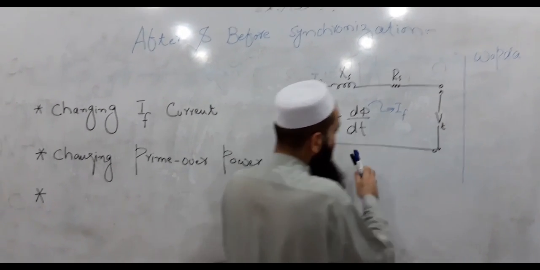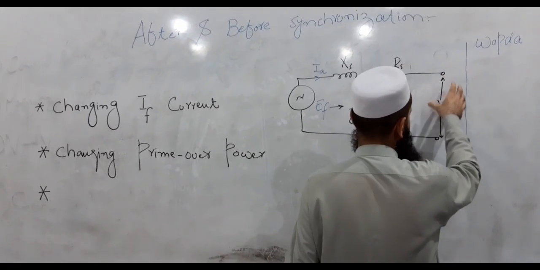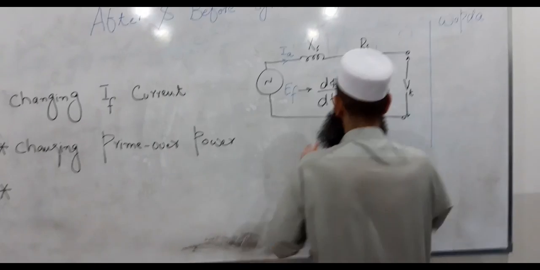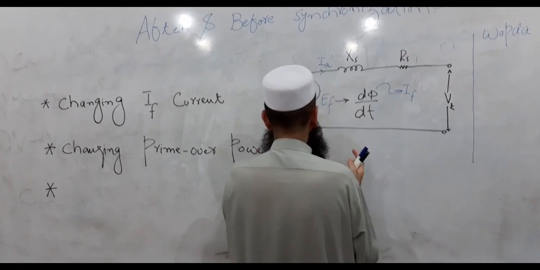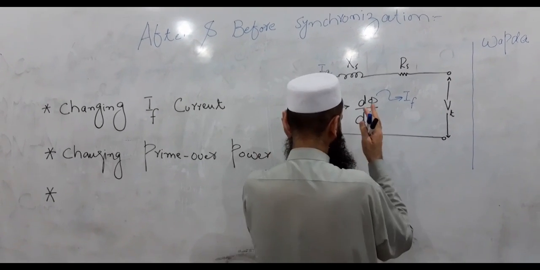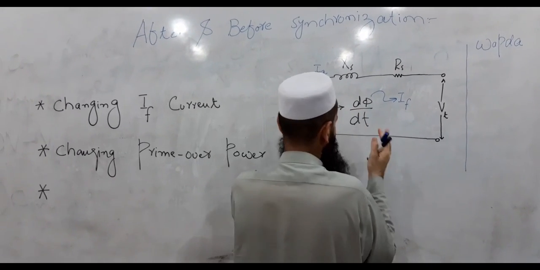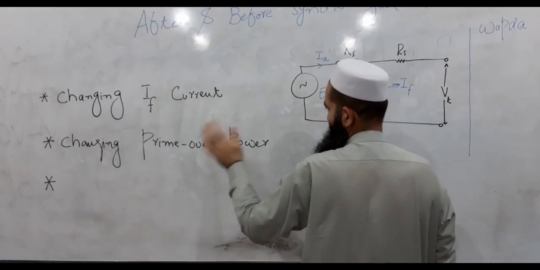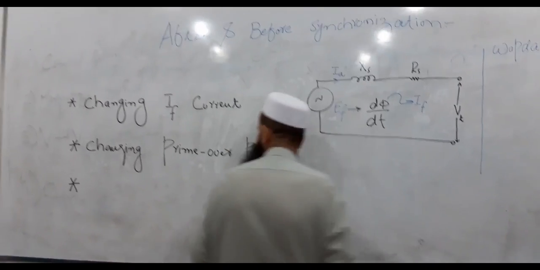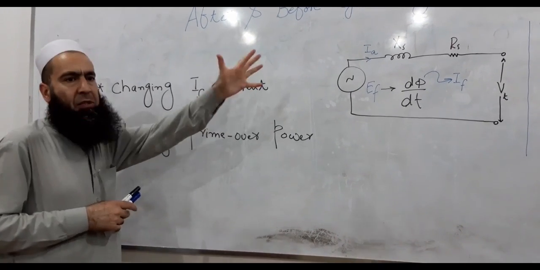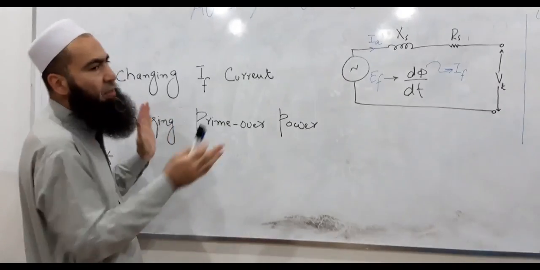But what happens once we achieve the synchronization, we connect this generator to the grid, to the system, what happens afterwards? So now we will demonstrate. I will theoretically talk about it. Even I discuss it in my lectures, but I will once again refresh your memories. So what we will do? We will change the field current before and after synchronization, and then you will see what happens.